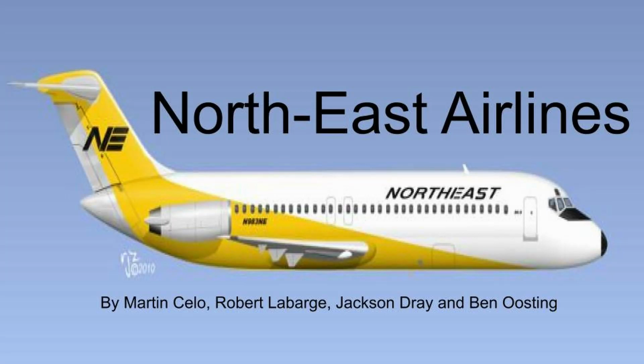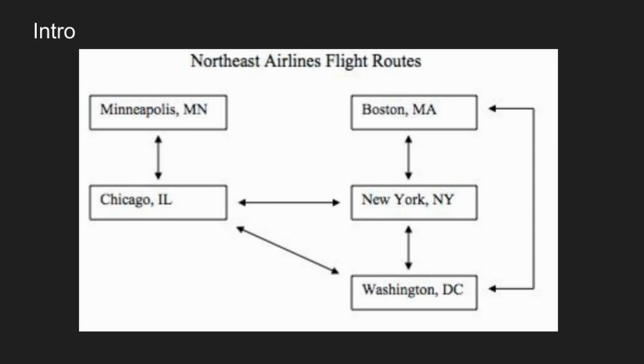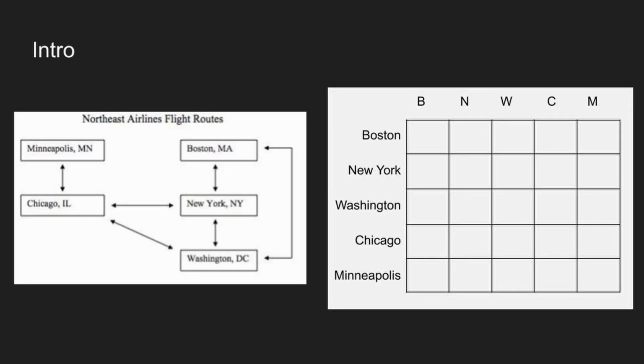For our Math Expo project, we had the Northeast Airlines problem. This problem provides us with the diagram of an airline flight map shown here. This map must be made into a matrix. The cities are placed in order on both of the axes in a square matrix. The size of the matrix is equal to the number of cities.